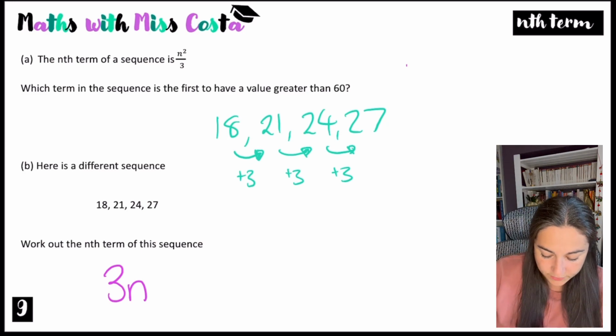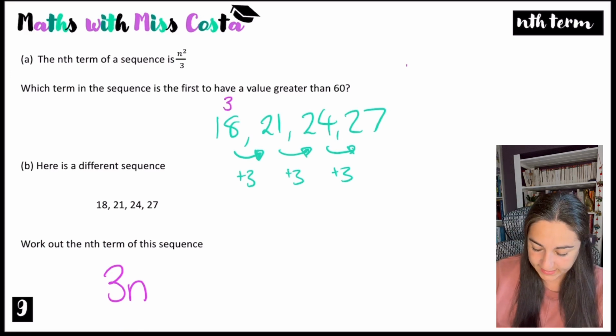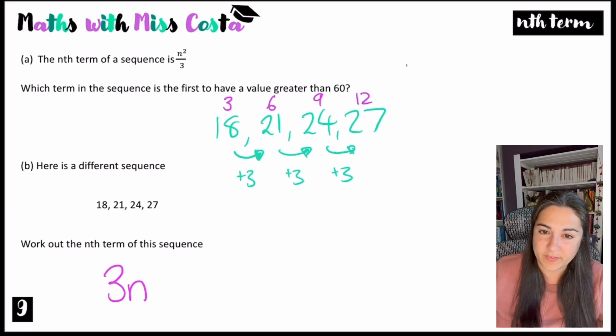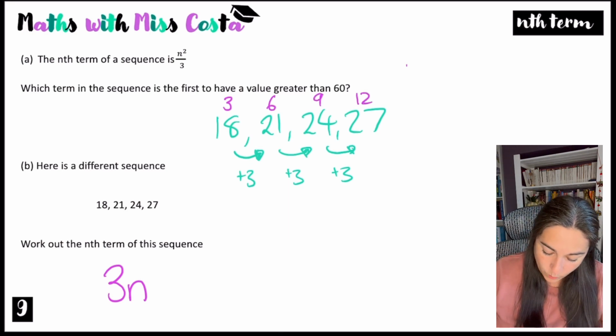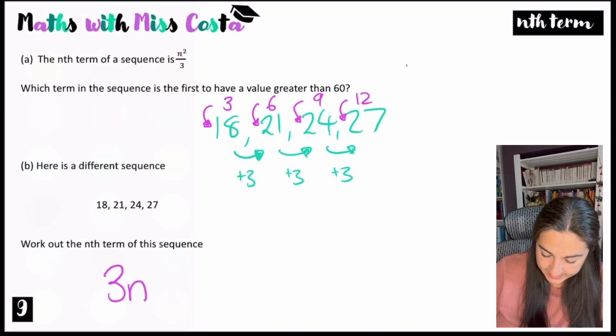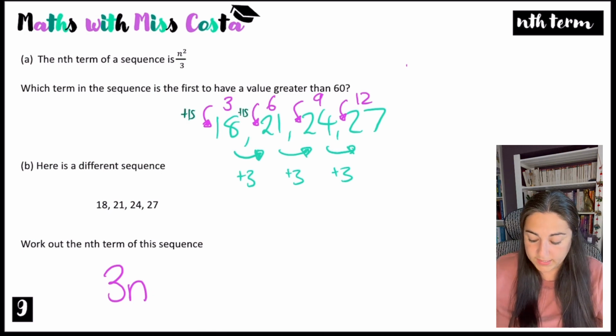Now, the 3 times table begins with 3, then 6, then 9, then 12. So what we want to do is compare the 3 times table with this pattern. Essentially, it's the 3 times table, but a certain amount larger. So how do you get from 3 to 18? You add 15. How do you get from 6 to 21? You add 15. 9 to 24, you add 15. So therefore, my sequence is based on the 3 times table.